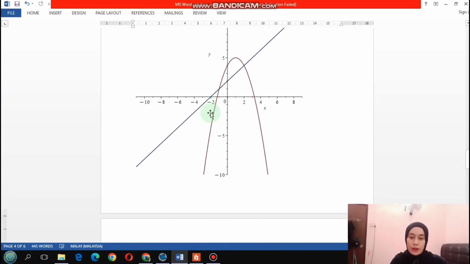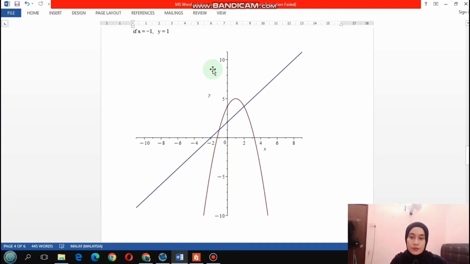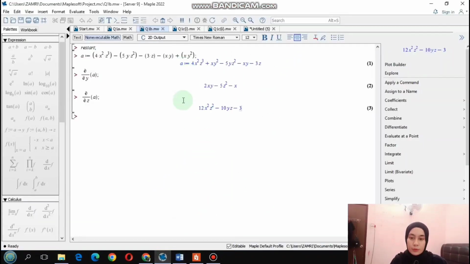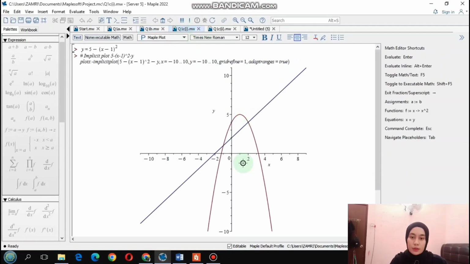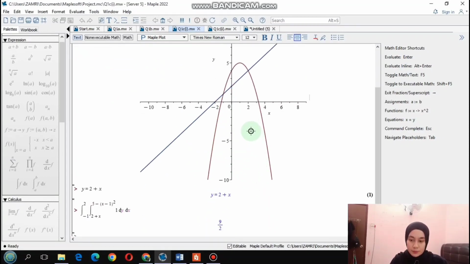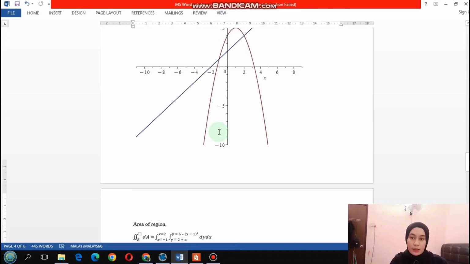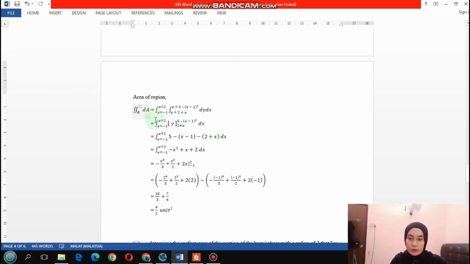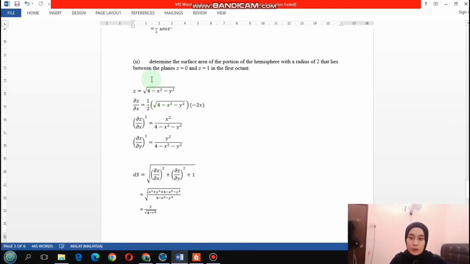So we go to question C, 1 Roman. Here we have a graph that I got from Maple software. This is the graph that I plotted using Maple, and I got the answer here. And the last one is question C, 2 Roman.